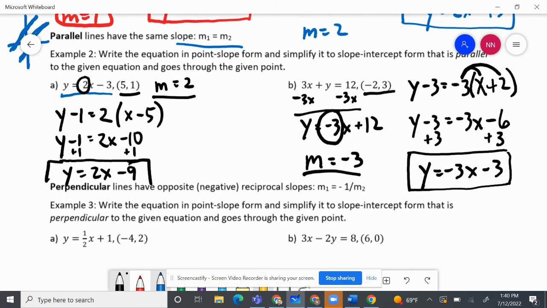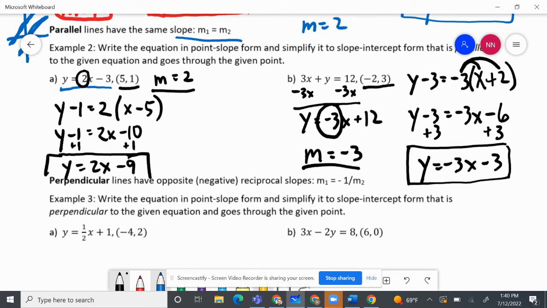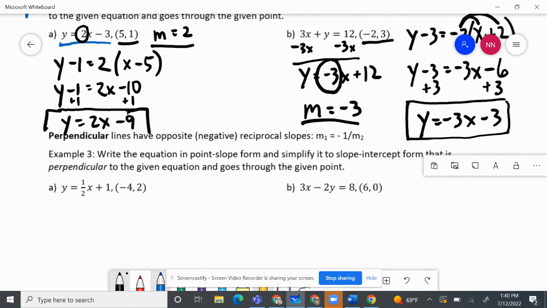Now, the last thing that we're going to do is continue writing equations, but this time, instead of the lines being parallel, they are perpendicular. So that means that perpendicular lines have negative reciprocal slopes. If we think of it visually, a perpendicular line is always going to make a 90 degree angle, and in geometry, you're going to talk more about that. But for us, what we do is look at the negative reciprocal, which means that we change the sign and flip the number.